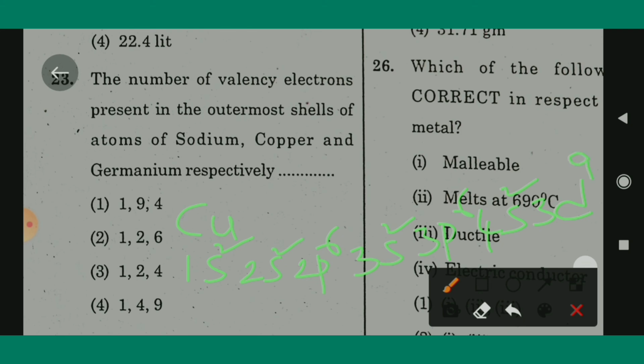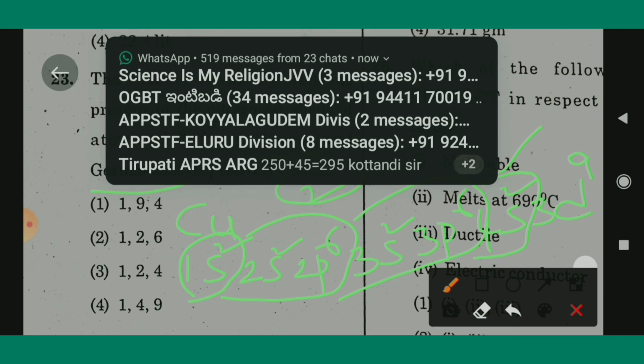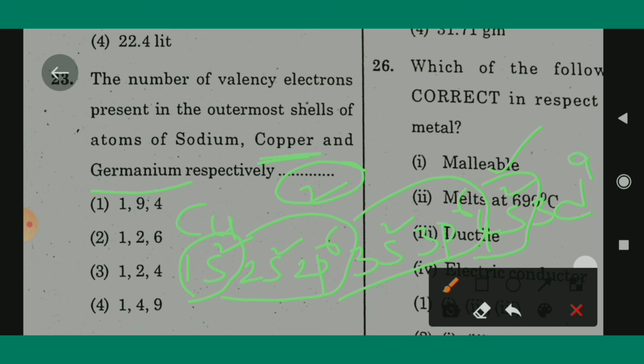So for the valency shell, this is the first orbit, this is the second orbit, this is the third orbit, and this is the fourth orbit. So the fourth orbit is the valency orbit, and the number of valency electrons is 2. So for copper, valency electrons are 2, and for germanium, valency electrons are 4. So the option 1, 2, 4, the third option is the correct answer.